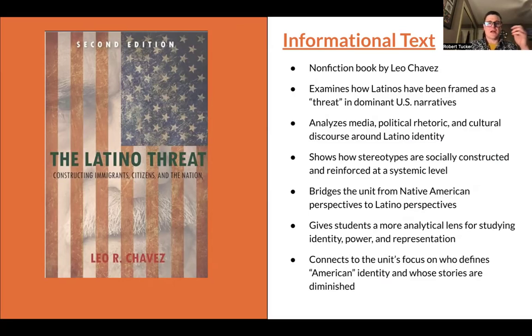A lot of the issues in the country related to race and identity are systemic, but this almost feels very purposeful from the top down. I'm hoping this will give students a more analytical lens for studying identity, power, and representation, and really peel back the layers of how intrinsic a lot of this is, how strong and forceful those flattened negative stereotypes can be, and the role they play in our lives. Again, this will connect the unit to who defines what American identity is, like who's in charge of saying who gets to be American, and then again, whose stories are diminished.